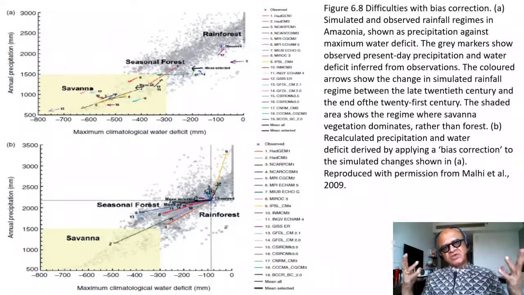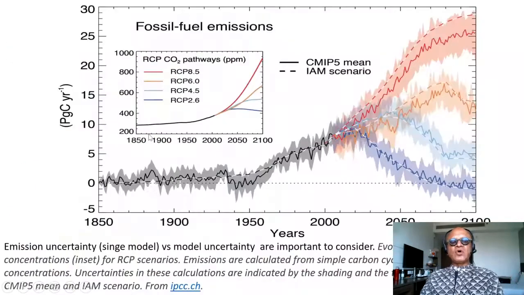In general, as we saw before, circulation doesn't change as severely as the moisture dynamics, so one has to understand those combinations. And of course there are the details in the way the vegetation itself is represented and how water deficits are computed and so on. Okay. The other uncertainty that I already mentioned, emission uncertainty of a single model versus model uncertainty, are important to consider as well. Okay, so we are looking here at petagram carbon per year.